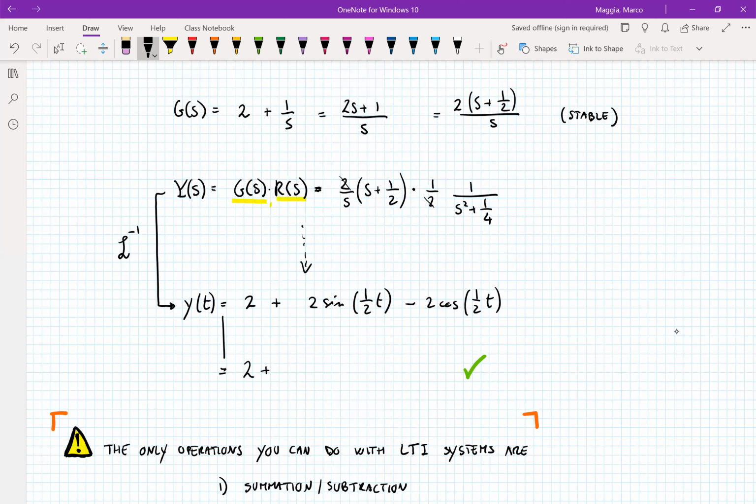And so once again, using the same rule that we saw earlier, y of t is 2 plus square root of 8 times sine of 1/2 t minus pi over 4. So this checks, and you see, of course, things are the same whether we do the calculations in the time domain or in the s domain. We must find the same answer.